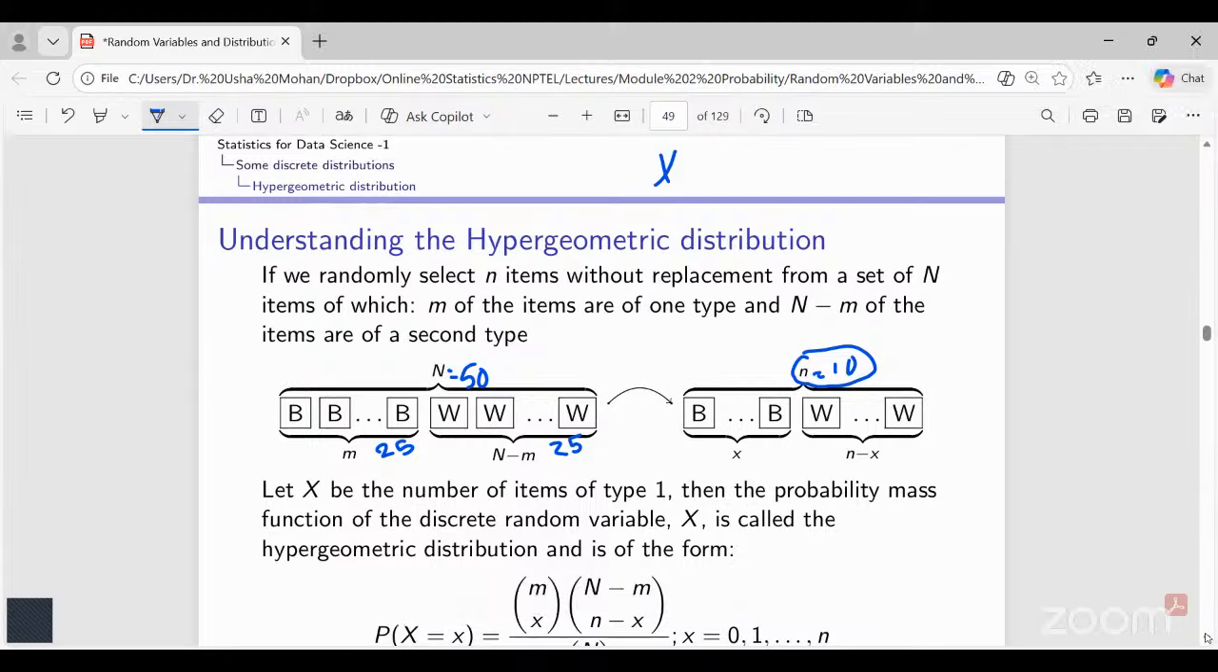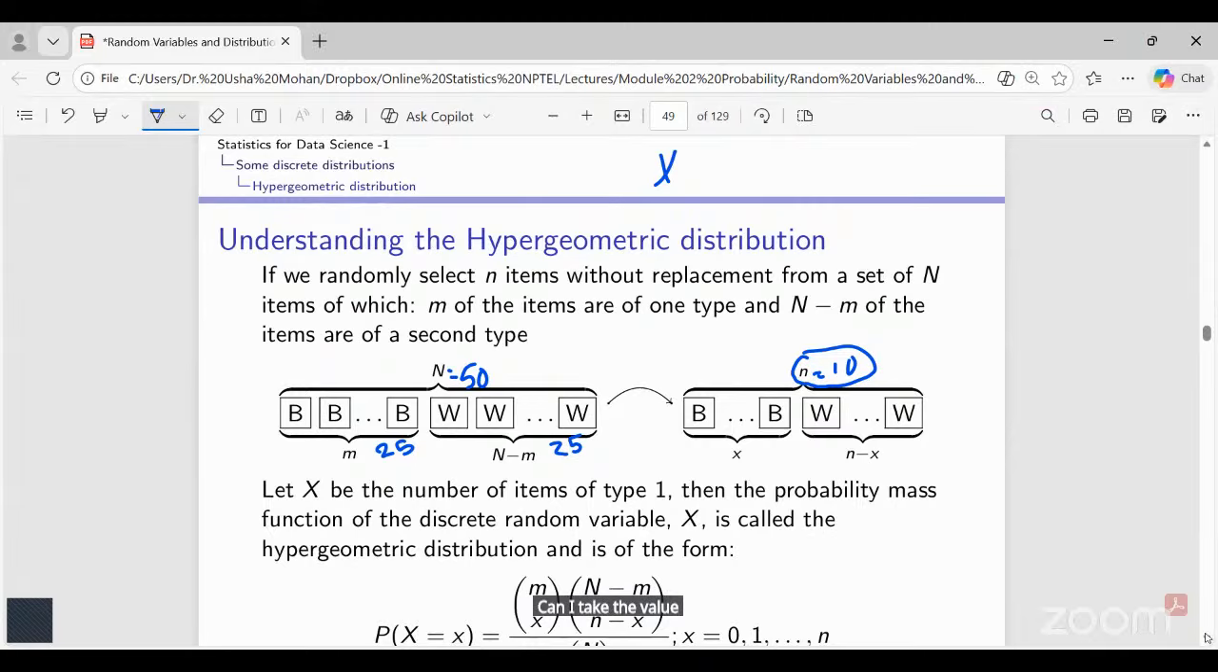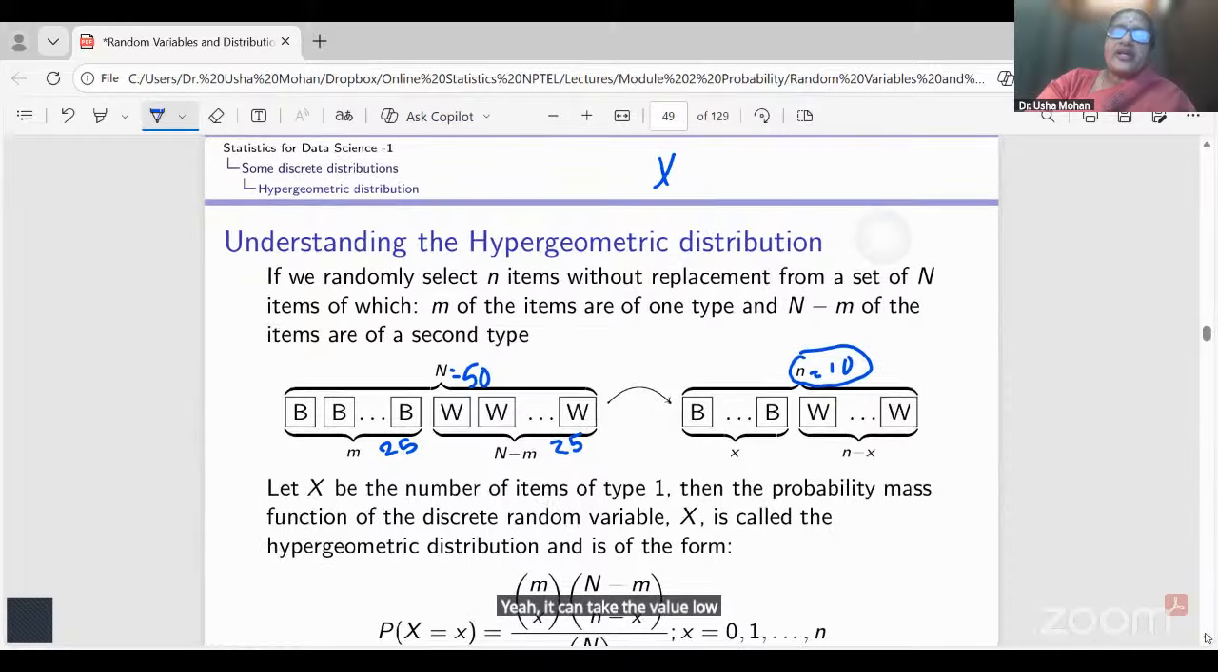0 to 10. Can it take the value 0? Yes. Can it take the value 1? Yes. Yeah, it can take the value 2. So what is the probability it takes the value 0?